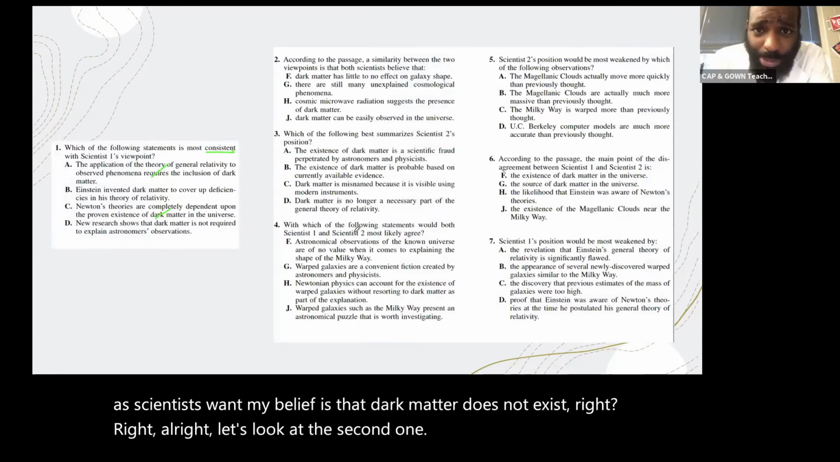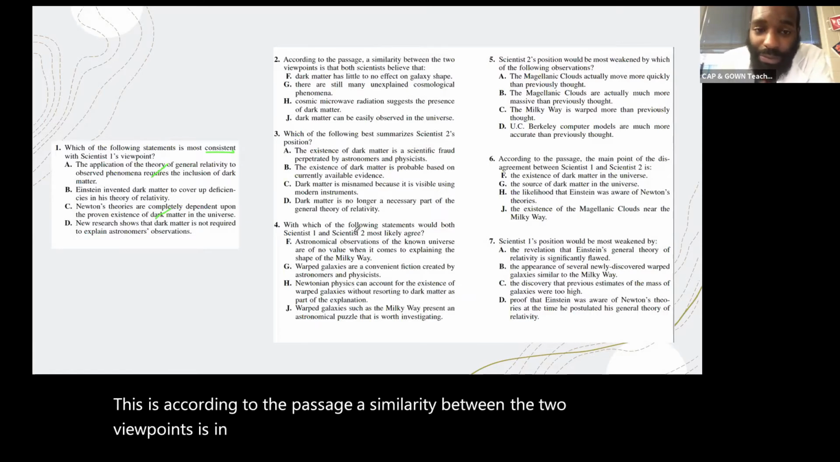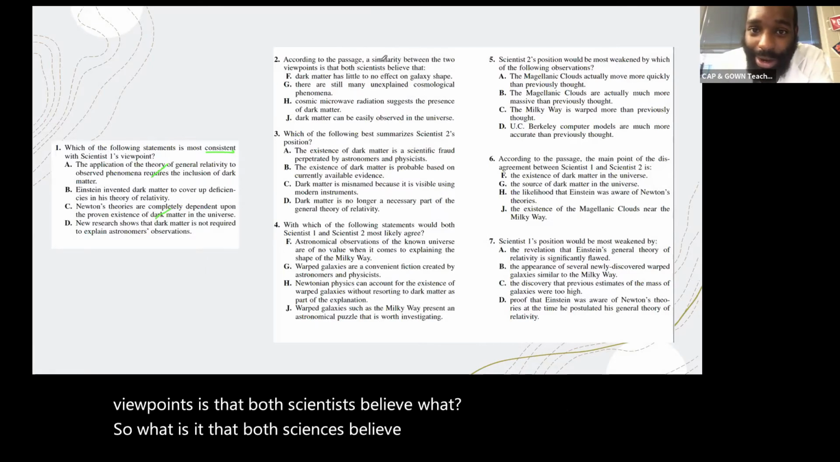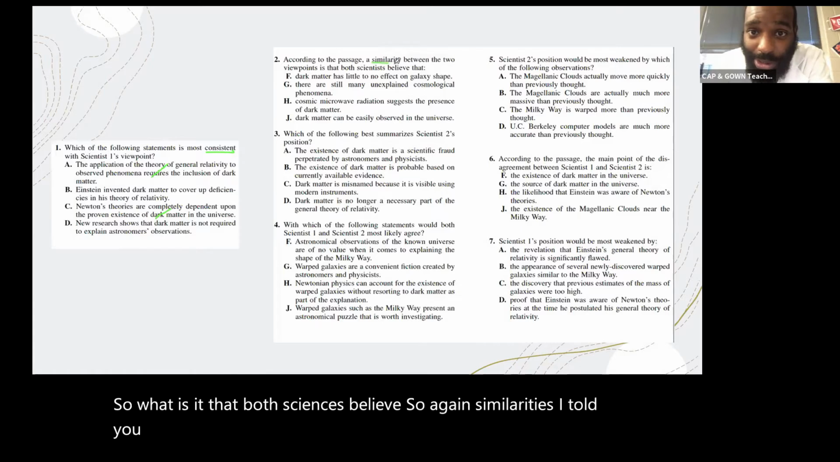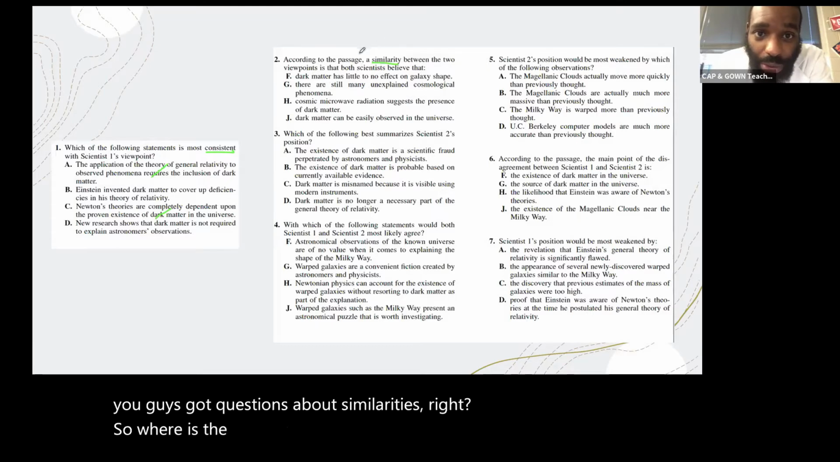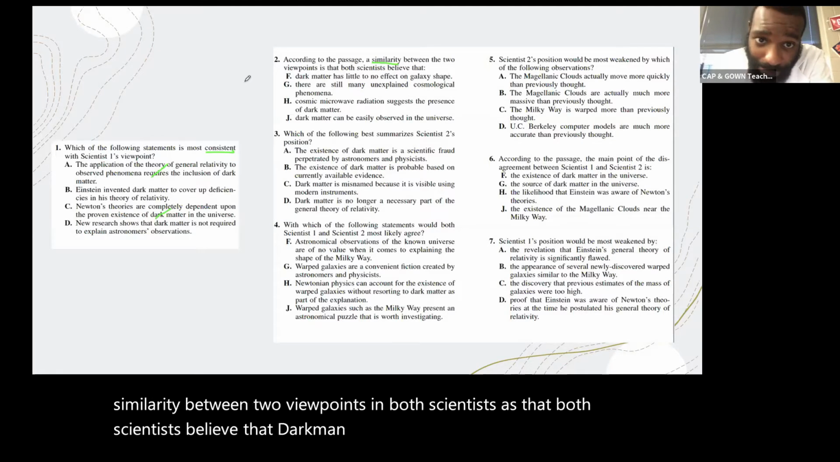It says, according to the passage, a similarity between the two viewpoints is that both scientists believe what? So what is it that both scientists believe? So again, similarities. I told you guys I was going to ask you questions about similarities, right? So where are the similarities here? According to the passage, a similarity between two viewpoints is that both scientists believe that dark matter has little to no effect on the galaxy's shape.